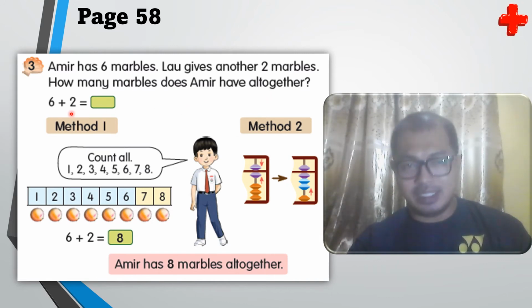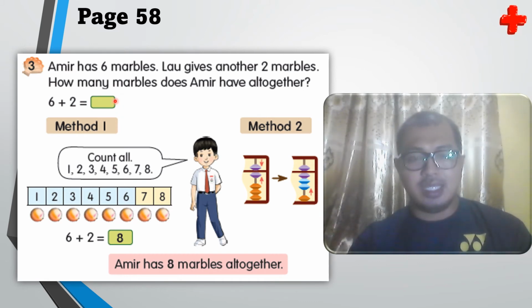Alright? Now let's look at the number sentence. 6 plus 2 is equal to blank. This is what we are going to find out. Okay, there are 2 methods shown in this book, method 1 and method 2. I'm focusing on method 1 because method 2 uses an abacus. I'm not teaching abacus further, just for the introduction, so we just skip method 2. Let's look at method 1.